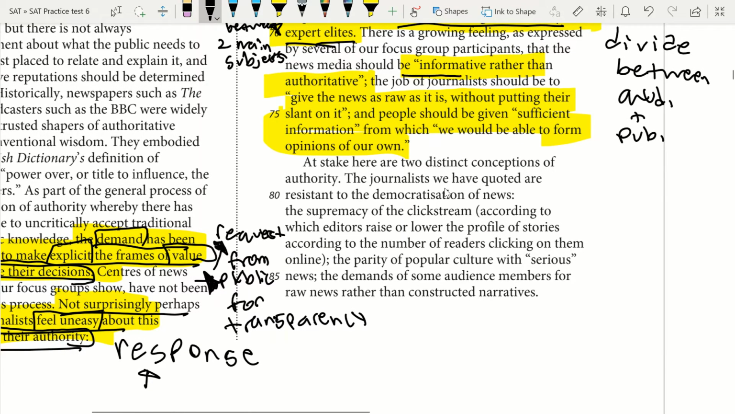Next thing, we have another claim from the audience. They want informative news rather than authoritative news. So once again, that's a claim from the audience. I'm going to highlight that. Next up, we got giving the news as raw as it is, no slant on it. People want sufficient information from which they can make opinions of their own. So once again, continuing that claim on what the audience wants.